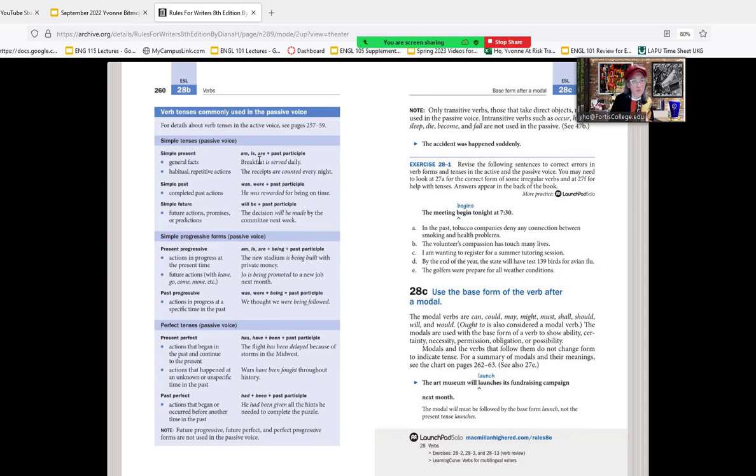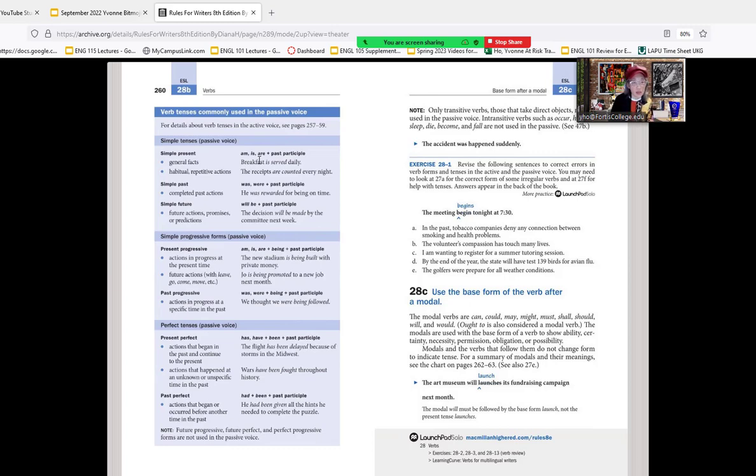And then present progressive in passive voice: actions in progress at the present time. The new stadium is being built with private money. Future actions in present progressive passive voice. Joe is being promoted to a new job next month. Past progressive in passive voice. We thought we were being followed.